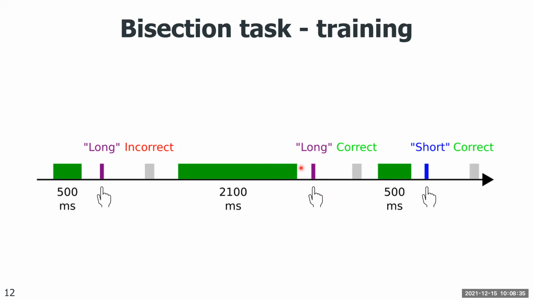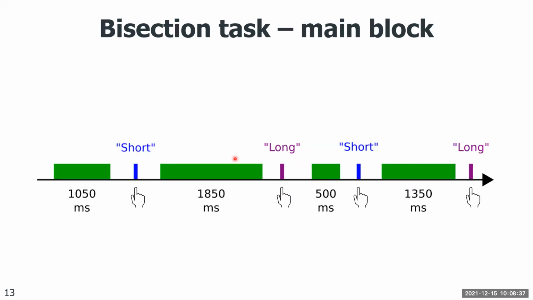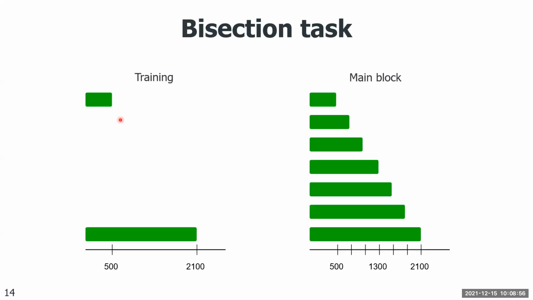And now, after training, we move on to the main block, and the main block is simply showing the subject with stimuli anywhere between the short and the long reference duration, and each time we ask the subject to respond whether they thought the stimulus was more similar to the short reference or to the long reference. Now, at an overview, we can see that the training block then simply contains the short and long reference, and the main block contains both these references as well as a bunch of intervals in between.